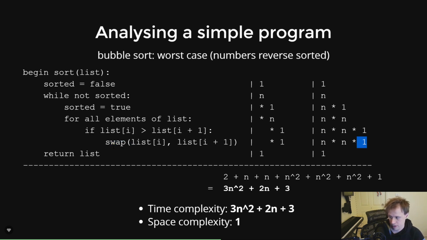So this one here is just for the swap. This n here is because we're going to do it n times because it's in a for loop. And then this n here is because we're going to do it another n times because it's in a while loop. And effectively what that means is that this line here will be done n squared times. This line here will be done n squared times. This line here will be done n squared times. And this line here will be done n times.